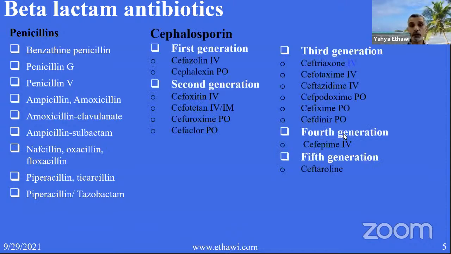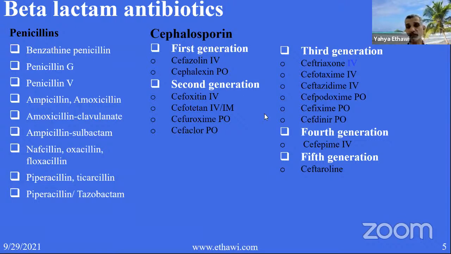And we have the cephalosporins, and there are five generations. We have the first generation, with examples cefazolin and cephalexin. And cefazolin covers strep and also covers staph, but only the MSSA. We have cefazolin, which is IV, and cephalexin, which is oral.